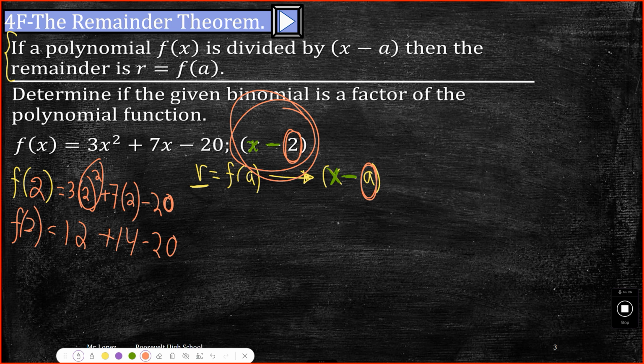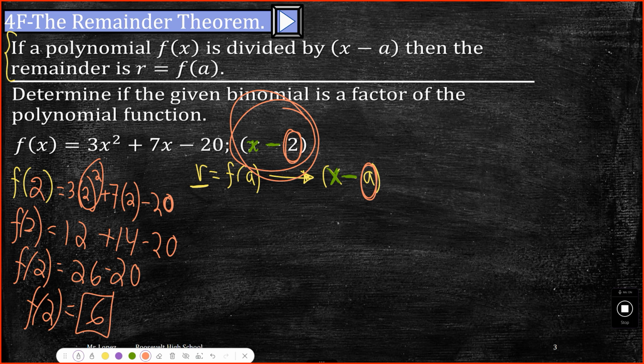12 plus 14 is what? And what's 26 minus 20? What was the remainder when we did synthetic division in the warm-up? So there's 2 ways of doing it. f of 2 is 6. Now, because I got something that is not 0, therefore, x minus 2 is not a factor of this polynomial.